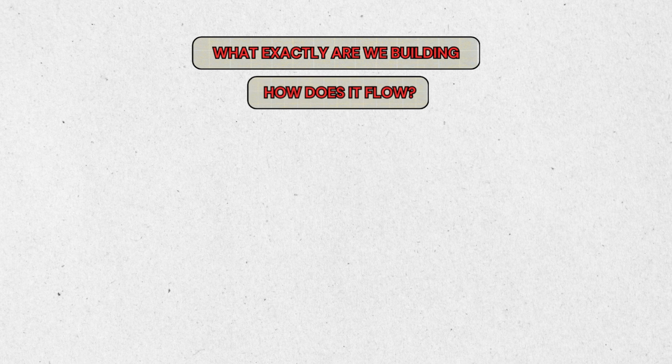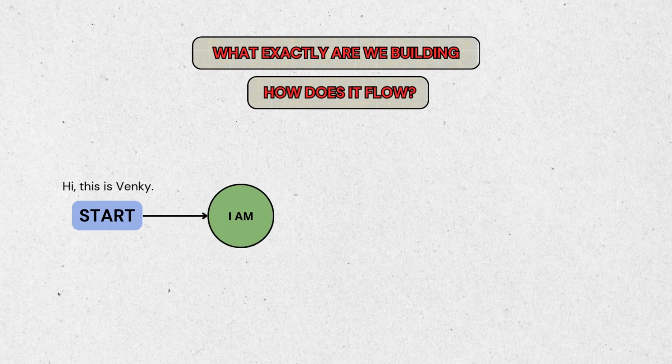We will start with a simple sentence. "Hi, this is Venki." This will be passed into the graph as the starting state. The graph begins at the first node. That node takes the input and adds the word "I am." So the sentence becomes "Hi, this is Venki, I am."